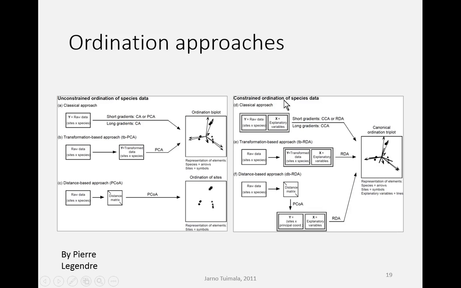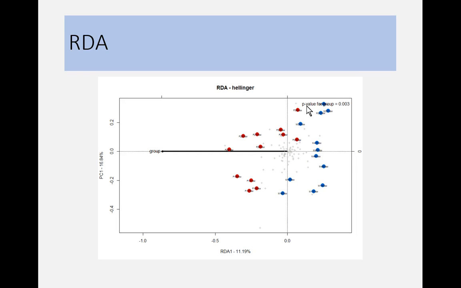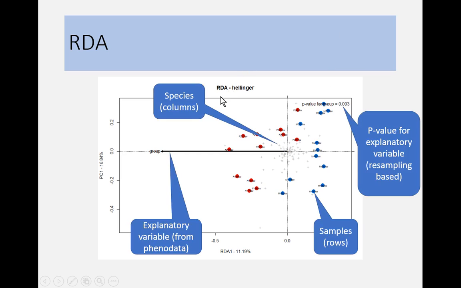Then there are constrained ordination analyses, which use these environmental measurements in the analysis. And what people nowadays pretty much use are either CCA or RDA, redundancy analysis, or the correspondence analysis. The C here stands for canonical, meaning that it is constrained by some other explanatory variables. Now, what you get out of it is a figure looking similar to this. Actually, let's skip to the next one.